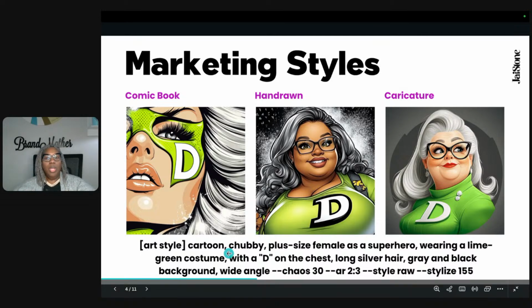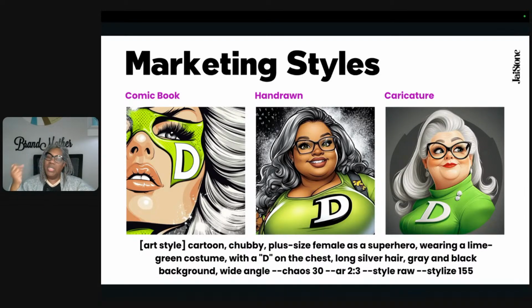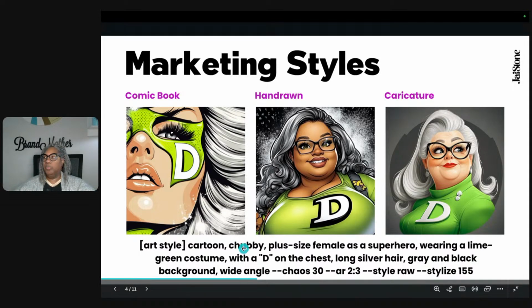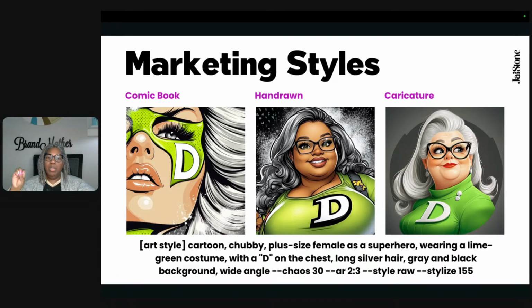Okay, so chubby plus size. I did a double prompt there. Sometimes, if it has a lot of stylization, it won't give you plus size or tall or middle-aged or things like that. So sometimes I have to double and triple prompt, meaning I have to give it multiple words to say the same thing. Chubby, plus size, obese, full figure. Sometimes I have to do that to drive home what I'm looking for, right?